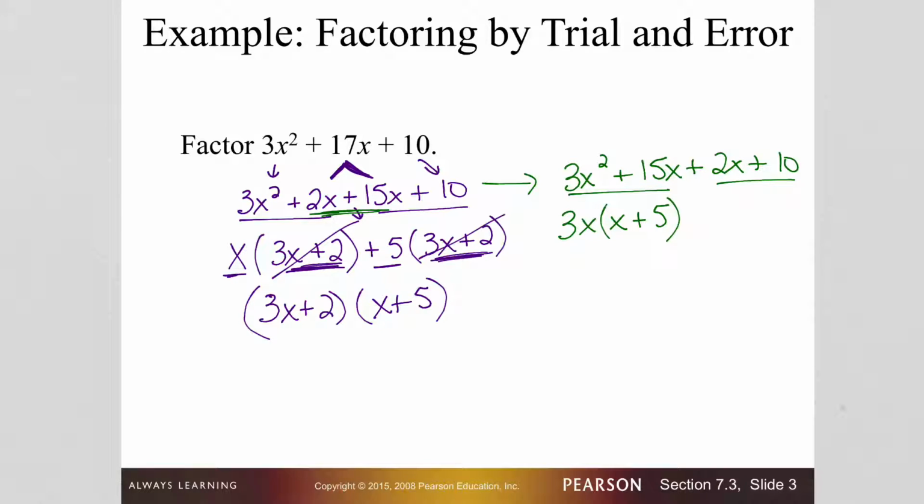If this is a plus, you bring down a plus. If it's a minus, you bring down a minus. What did 2x and 10 have in common? They have a 2 in common. 2 times what will give you 2x? X. 2 times what will give you 10?